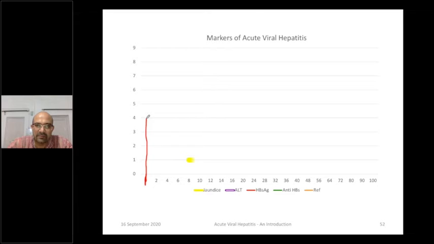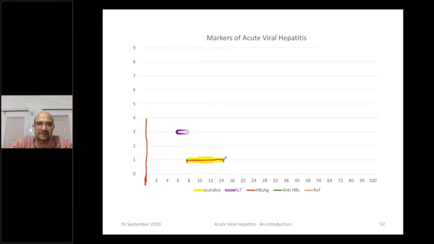Now, jaundice appears after about 6 to 8 weeks of infection. This is the point of time when jaundice will appear, and by the 14th week, jaundice will disappear. In between, you may have deep or severe jaundice or mild jaundice, but jaundice starts by the 8th week and then disappears by the 14th week of the illness.